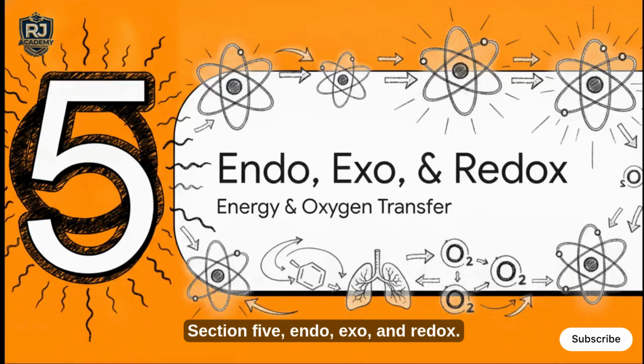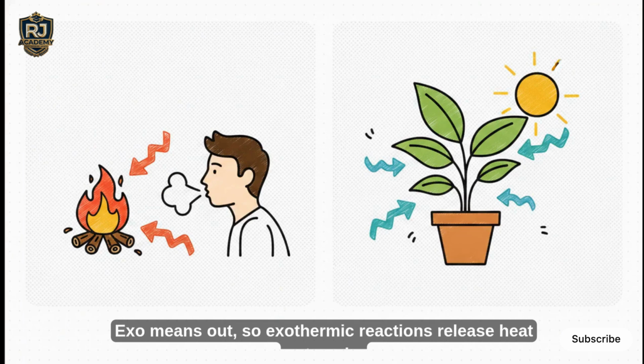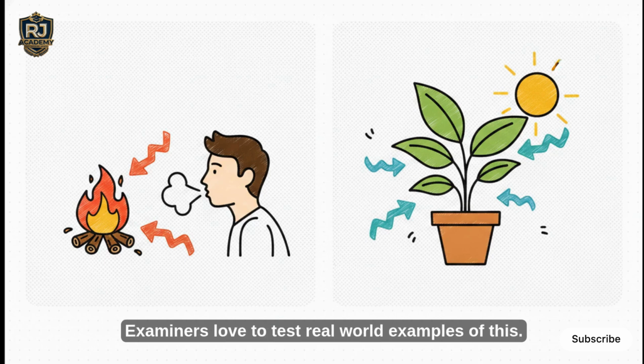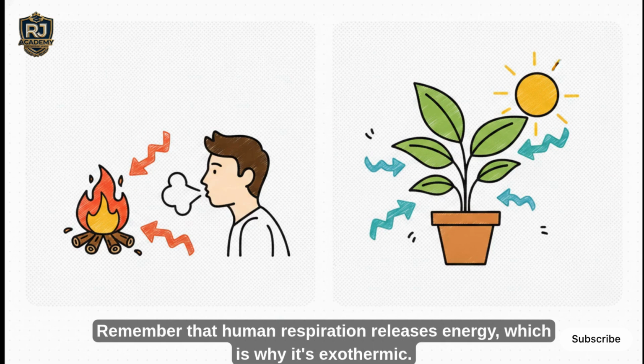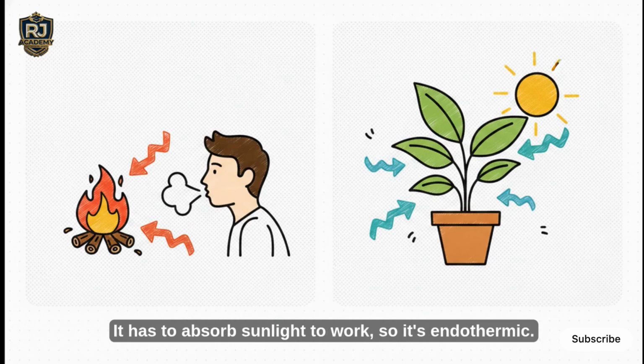Section 5. Endo, exo, and redox. Let's talk about energy and oxygen transfer. Here's a really great comparison chart to copy into your notes. Exo means out, so exothermic reactions release heat outwards. Endo means in, meaning endothermic reactions absorb heat or energy inwards. Examiners love to test real-world examples of this. Remember that human respiration releases energy, which is why it's exothermic. But plant photosynthesis? It has to absorb sunlight to work, so it's endothermic.